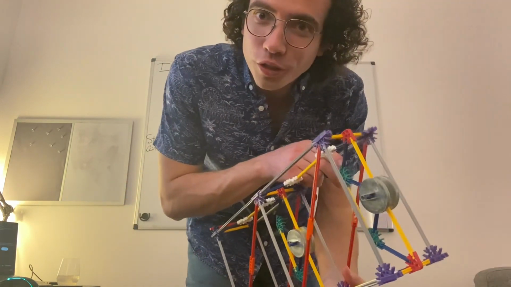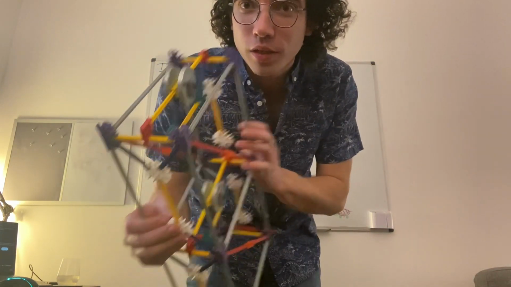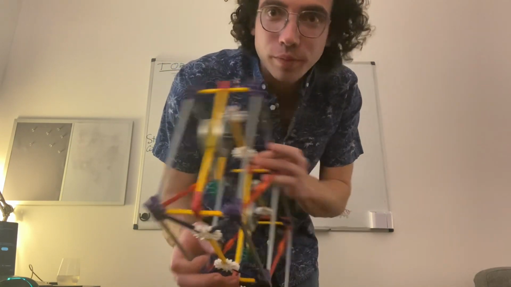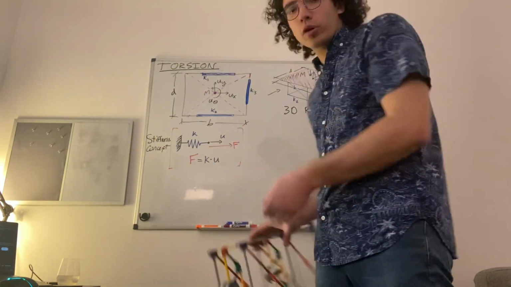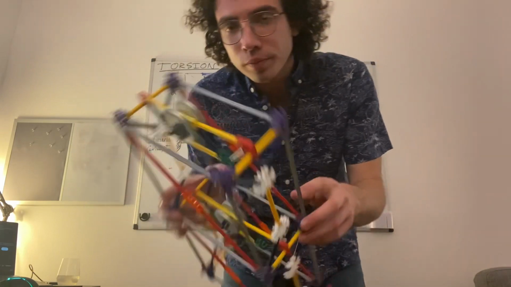Today I want to talk about torsion. Torsion is when a building is not symmetric and what happens when it's subjected to an earthquake. So I have some stuff here on the whiteboard, but I also have my little building model here.